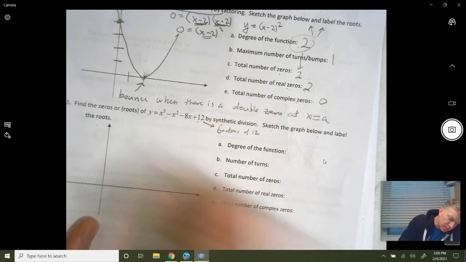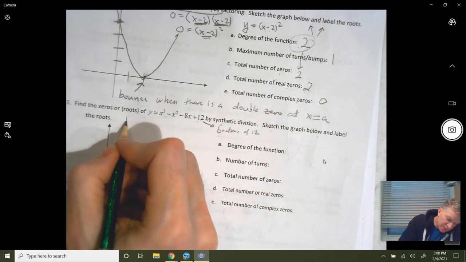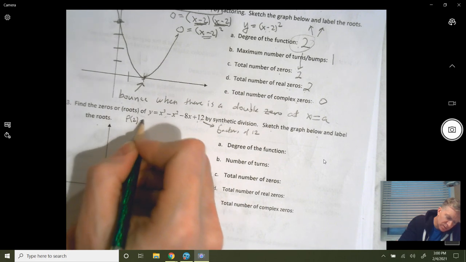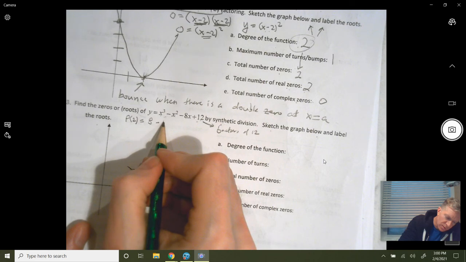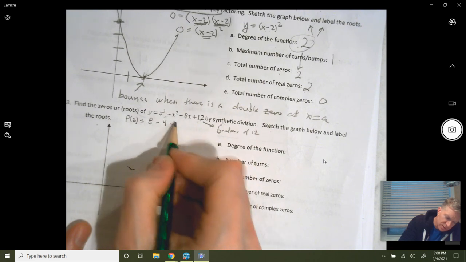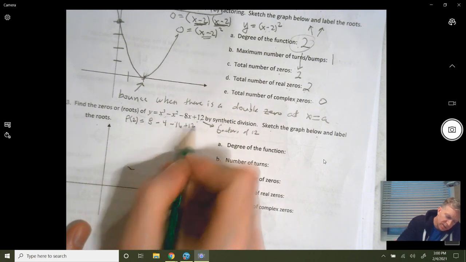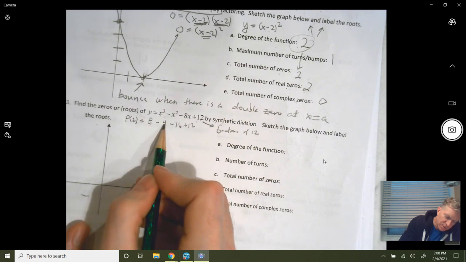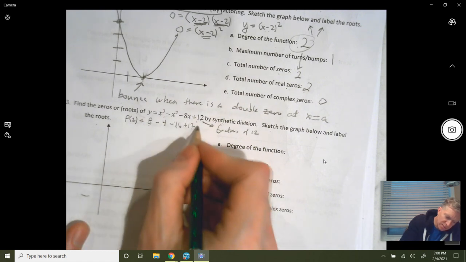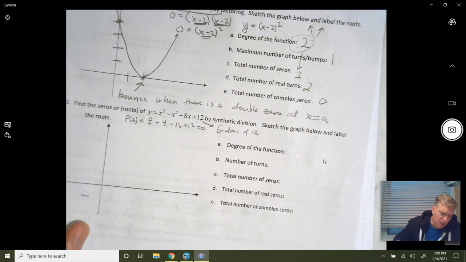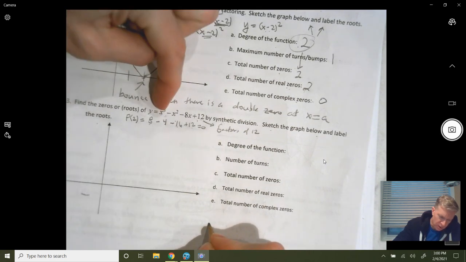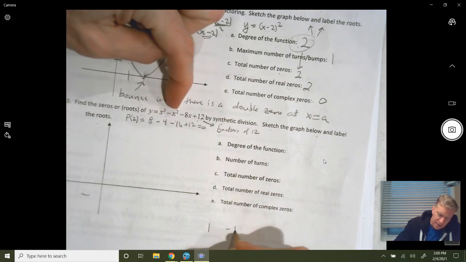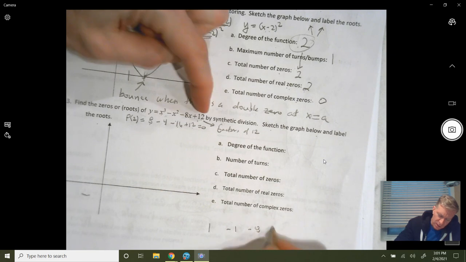Okay. I actually took the liberty of testing. P of 2, I believe, gives you 0. 2 cubed is 8, minus 2 squared is 4, minus 8 times 2 is 16, plus 12. Double check that. 8 minus 4 is 4, minus 12 is negative 12, plus 12, we get 0. Okay, so we know that 2 is one of the zeros. So we're going to divide, let's use synthetic division. x cubed 1, x squared negative 1, negative 8, and 12.